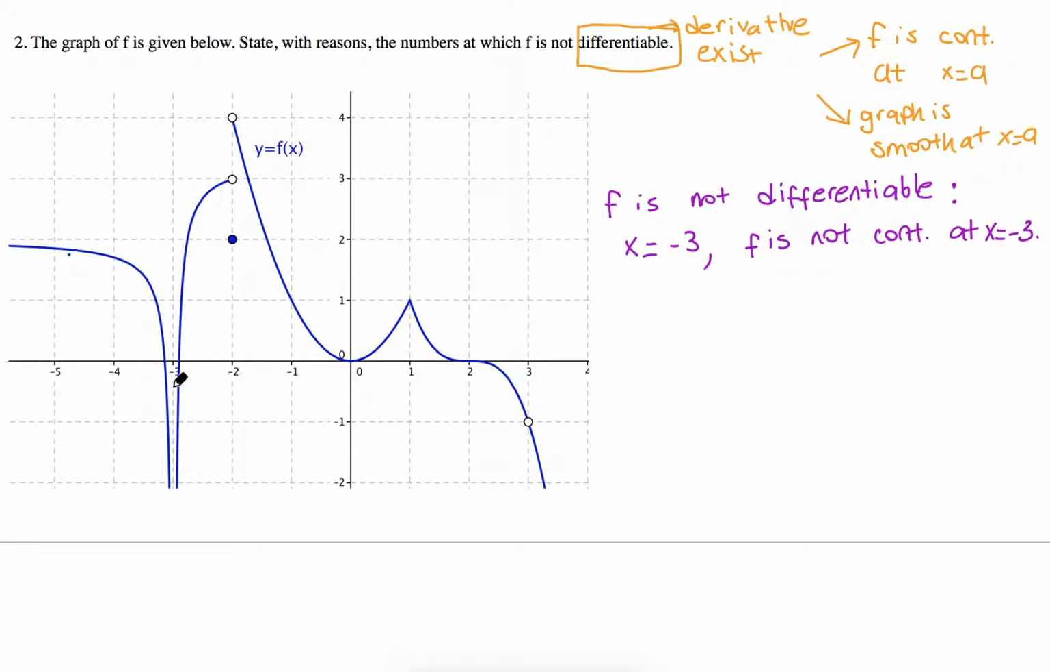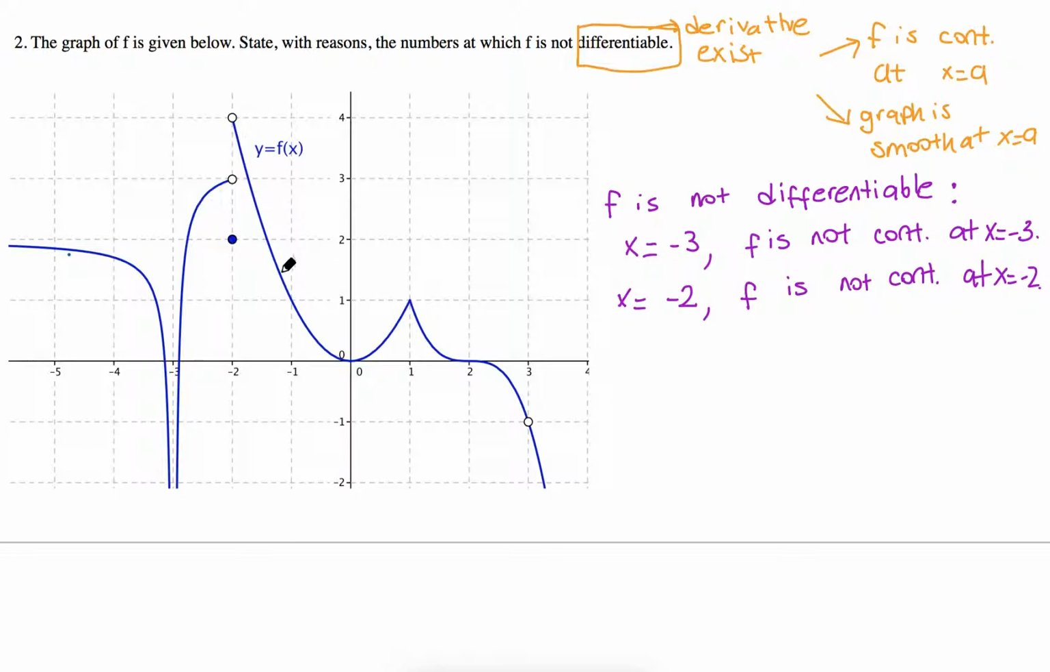Then we keep looking at our graph. Everything is nice and smooth up until -2. I see that my function has a discontinuity at -2. It's a jump discontinuity, but it's still discontinuous. That means the first condition fails. So f is not differentiable at x equals -2, and for the same reason, f is not continuous at x equals -2.